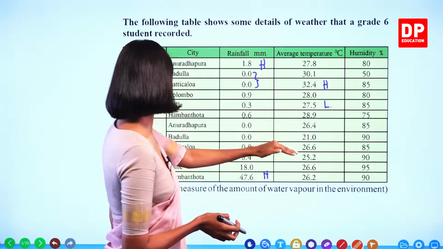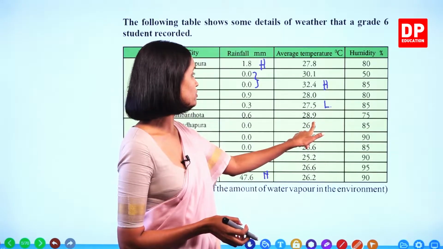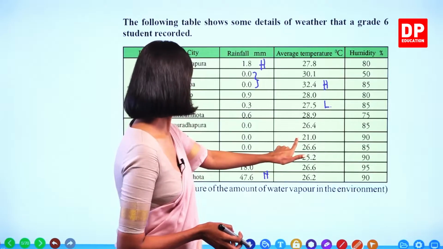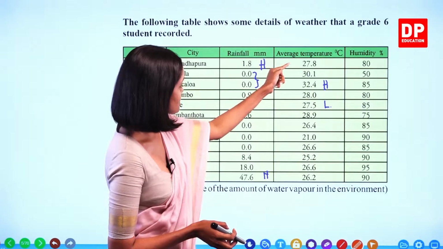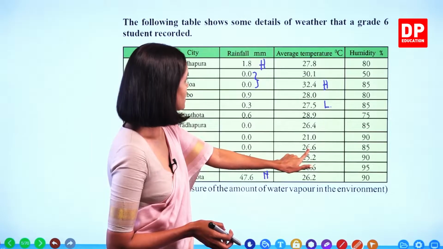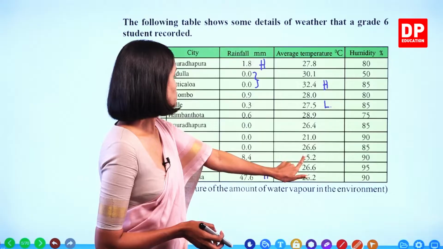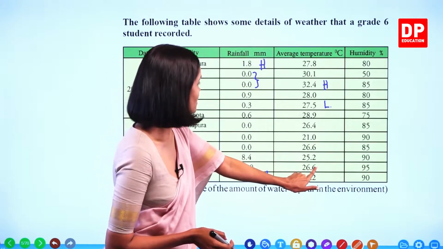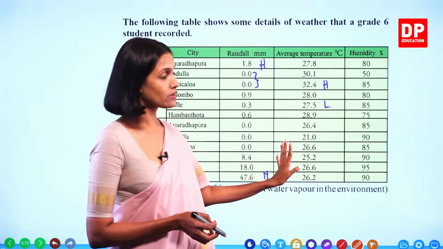The second day, 18th, Anuradhapura temperature is 26.4, right? Less than the first day. And here, Badulla 21.0, again less than that of the first day. Then Batticaloa 26.6, less than that of the first day, right? Then Colombo 25.2, Galle 26.6 and Hambantota 26.2, right?